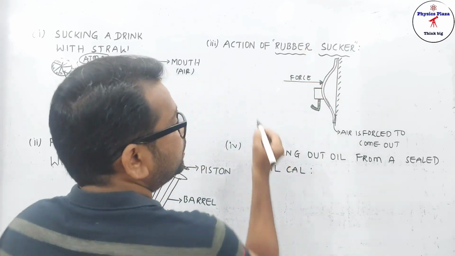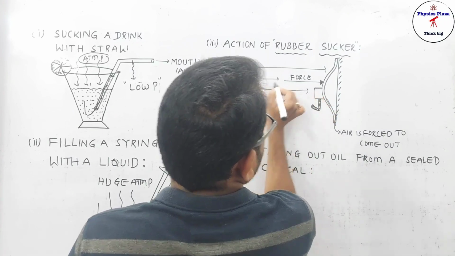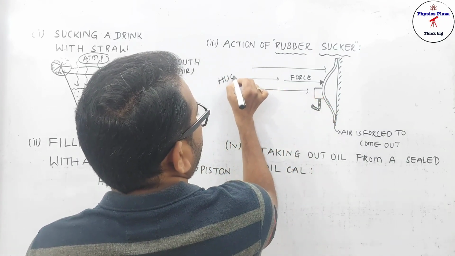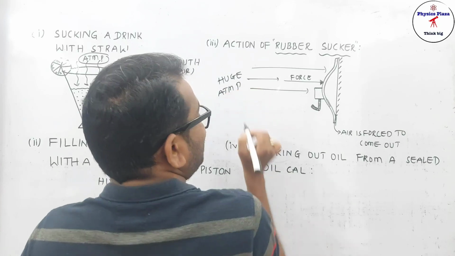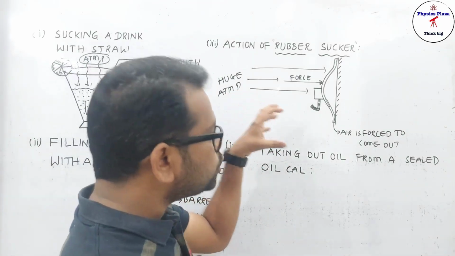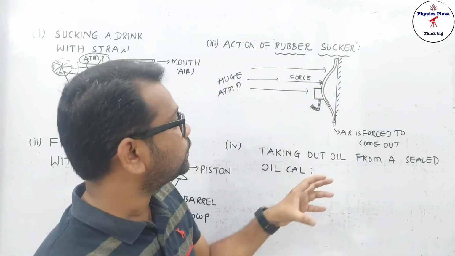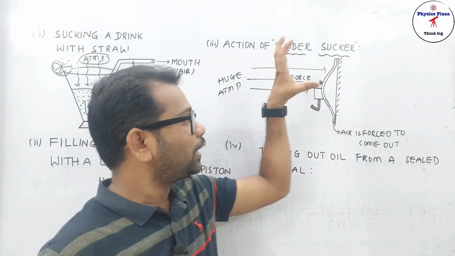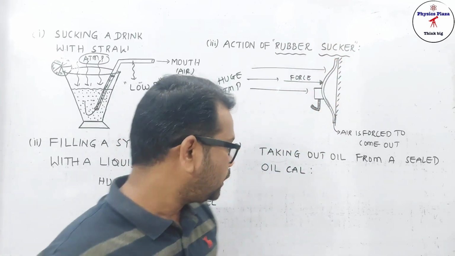But what happens? Don't you think that huge atmospheric pressure is acting? Yes, here huge atmospheric pressure is acting, which is useful in holding, so that this rubber sucker can hold the wall very tightly. Okay, fine.